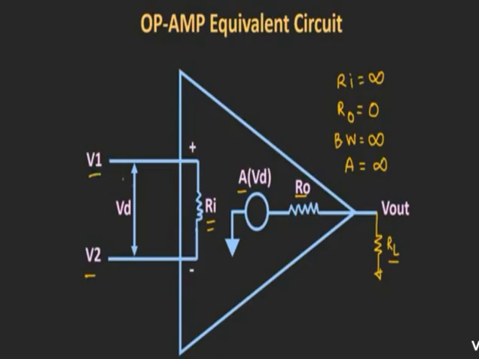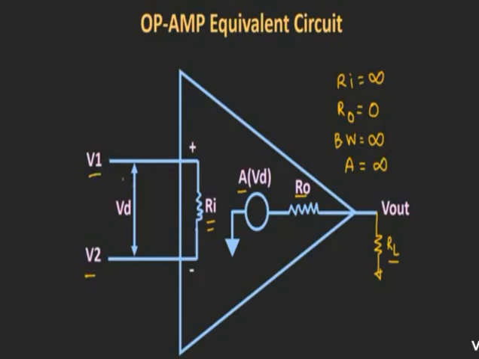So the ideal operational amplifier should have the input impedance equal to infinity, so that whatever input is applied at the input terminals will directly get applied to the op amp. Similarly, the output impedance of this operational amplifier should be equal to 0. That means whenever we are applying the output load, then the output voltage should directly come across the output load.